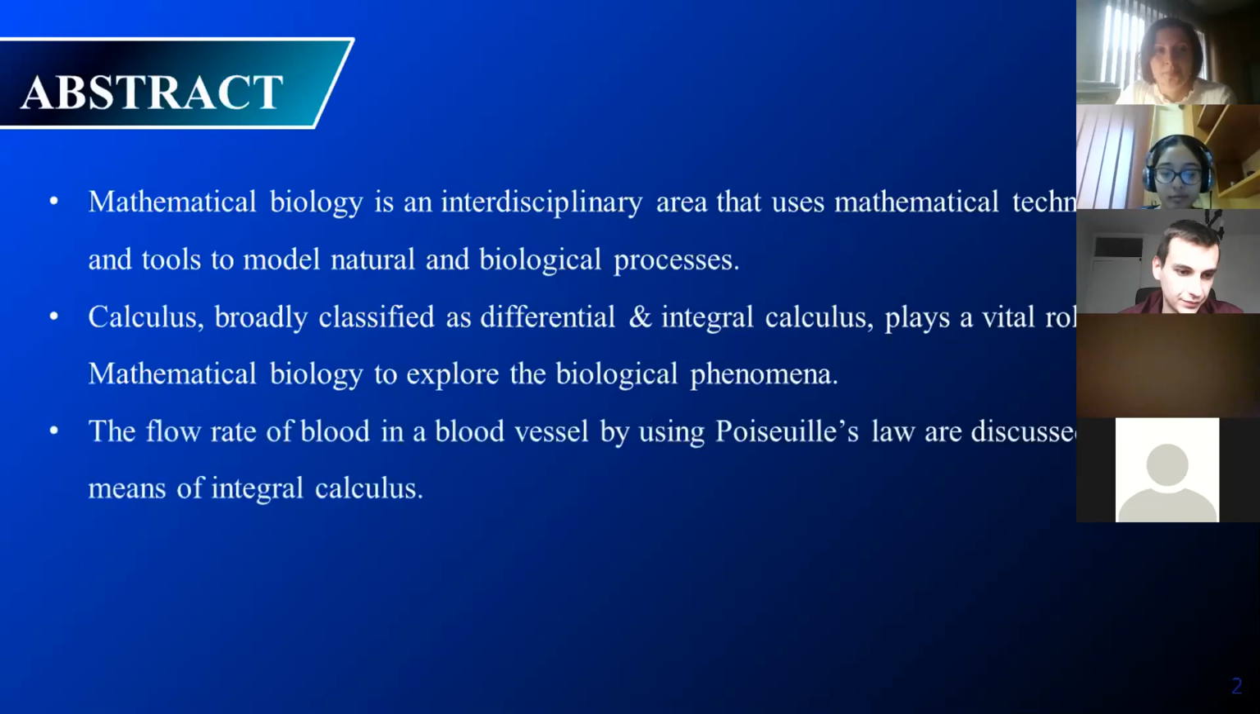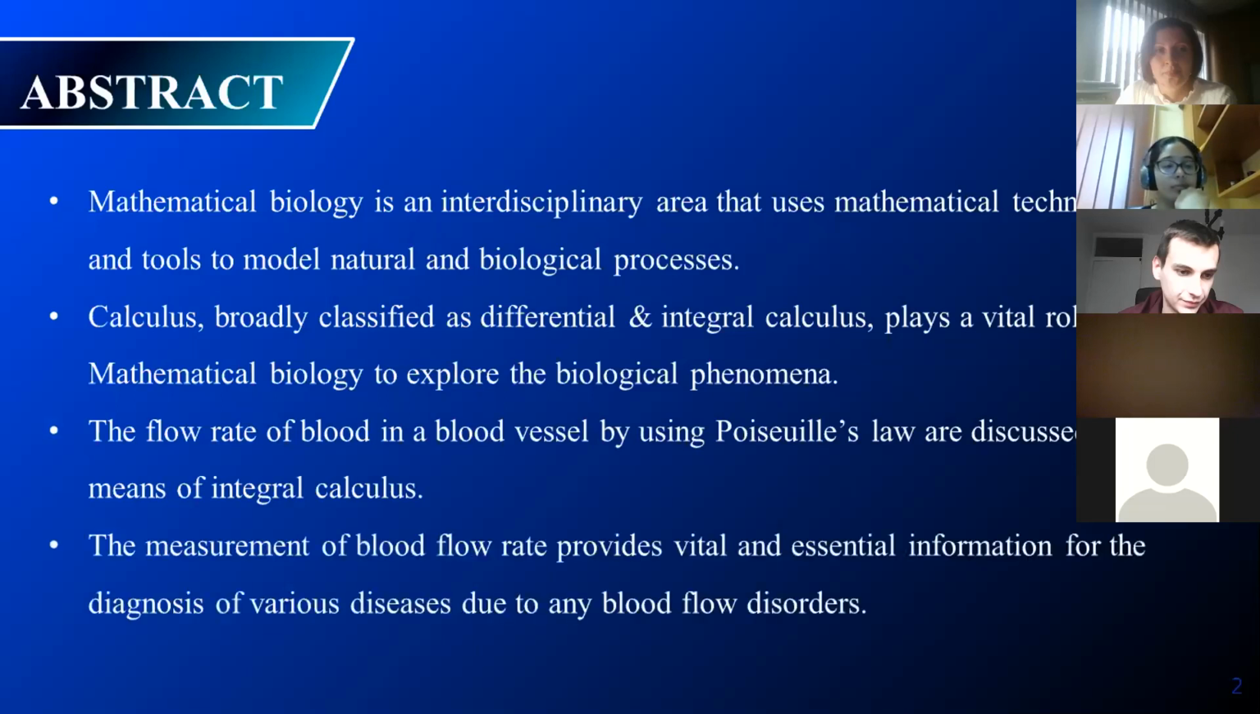The flow rate of blood in a blood vessel, using Poiseuille's law, is discussed by means of integral calculus. We'll get a clear picture of how mathematics is applied in biology. The measurement of blood flow provides vital and essential information about the diagnosis of various diseases due to any blood flow disorders. Therefore, integral calculus gives us a way of calculating such an important biological quantity.